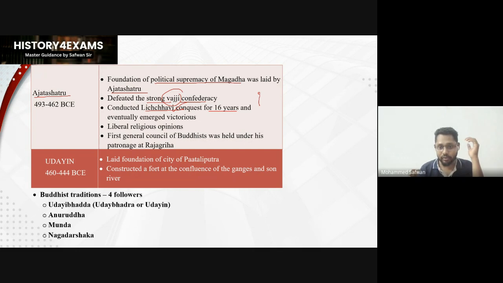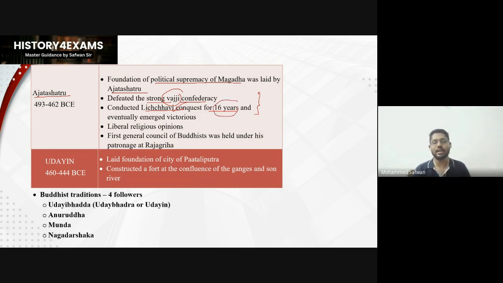So this is one of the very important regions. As we discussed Kashi for Bimbisara, you have to note this Vajji or Lichchhavi province. The Vajji confederacy, and Lichchhavi is a province, where the Buddha lived. So you have to note this point.